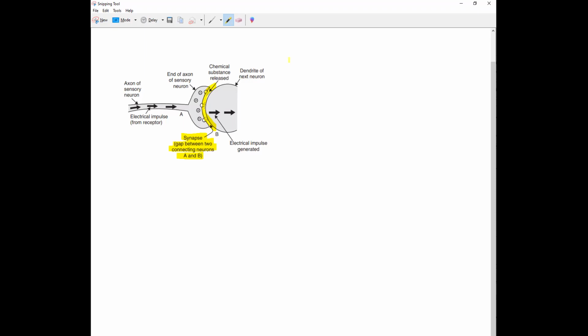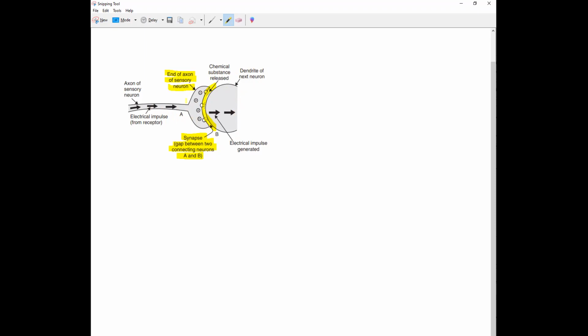Neurotransmitter fluid. The chemical substance is released by the nerve ending, the end of the axon of a sensory neuron, and the dendrite of the next neuron. So this is how it takes place. This diagram I have already drawn. Please make sure that you make it clear, everybody.